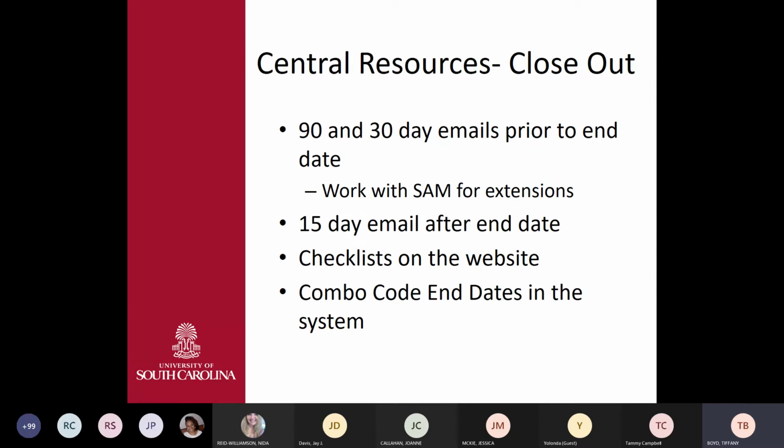We did compile checklists for each of those timeframes. They're on our website. This is to help you guys, and we tried to think of everything that could pop out to review and make sure that everything's covered. And then we also have the combo code end dates we talked about a little bit earlier that will help make sure that out-of-period payroll is not posted to the award. This will definitely help when we're trying to do final invoices and get the invoices out, especially when we're talking about the state agencies.